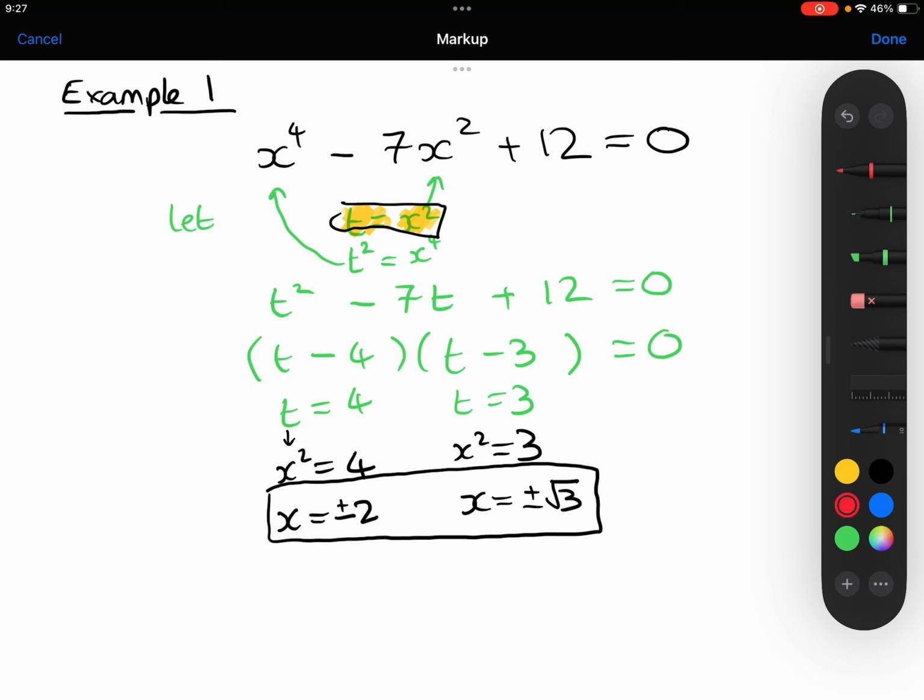And just like I said before, we can check all of those. So if I substitute 2 in here, 2 to the power 4 minus 7 lots of 2 squared. So 2 to the power 4 is 16. 2 squared is 4 times the 7 is 28. Plus the 12. And as we can see, that does equal 0. So 2 is a valid solution to this equation. And I should also check minus 2, plus root 3, and minus root 3. And in this situation, all 4 of those solutions work.